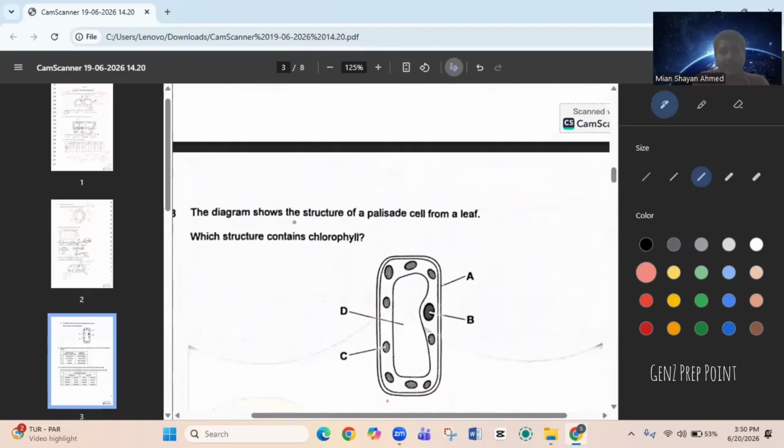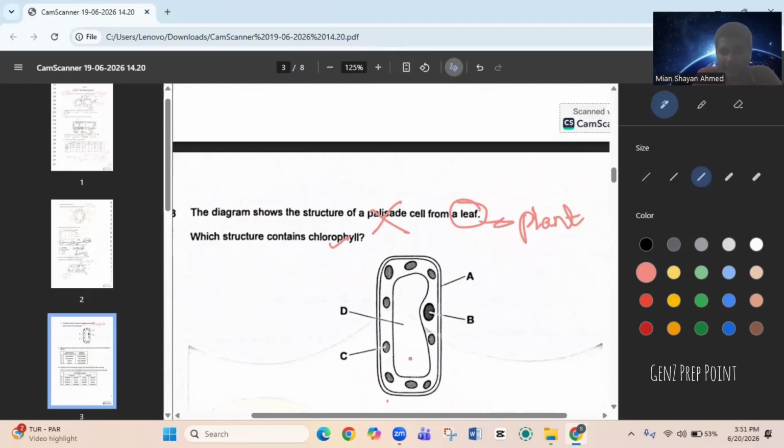The diagram shows the structure of a palisade cell from a leaf. Which structure contains chlorophyll? First, it's a leaf cell. We don't care what type of cell it is, palisade cell or spongy mesophyll cell. Every cell of the leaf has chloroplasts. So it's a leaf, which means plant. So which structure of a plant contains chlorophyll?